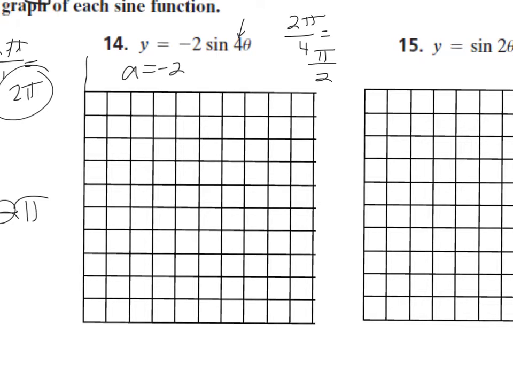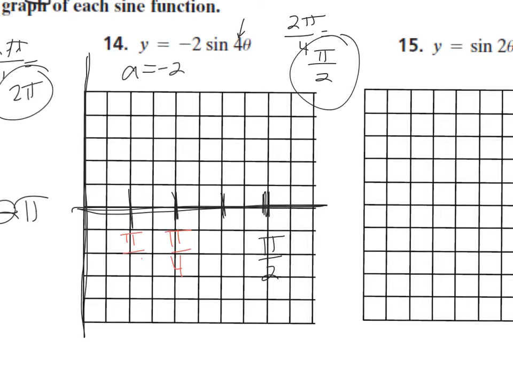So I make my x and y axis, and I take my period, which is pi over 2. So I'm going to take pi over 2 and cut it into fourths. So 1, 2, 3, 4. So this is pi over 2. So half of pi over 2 is pi over 4. Half of that is pi over 8. And in between here is 3 pi over 8.